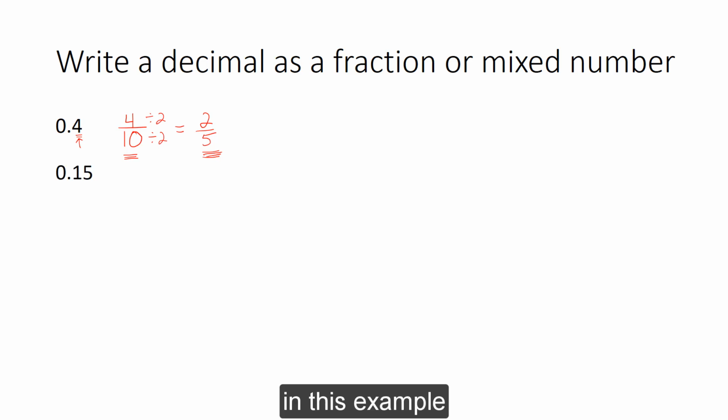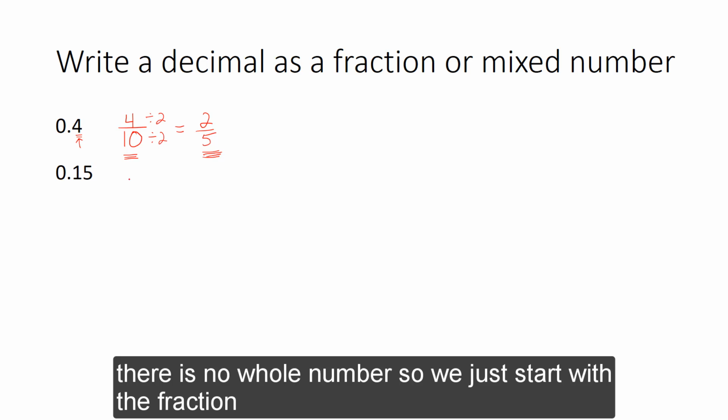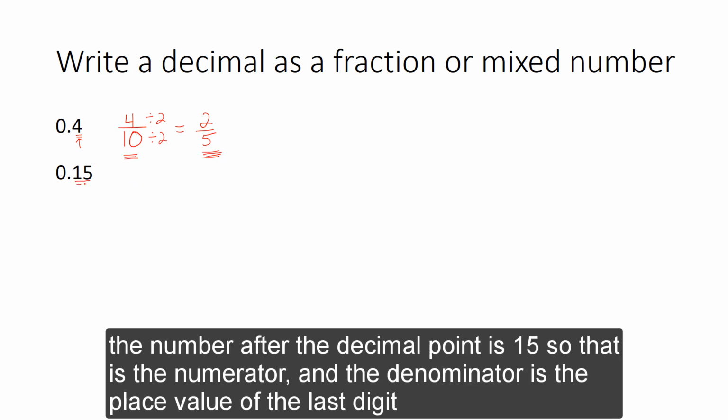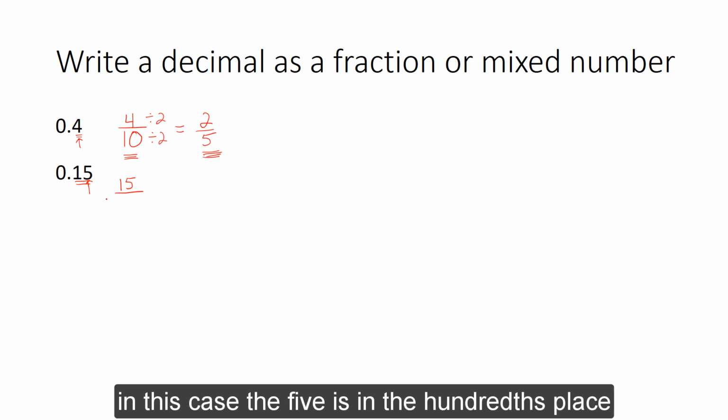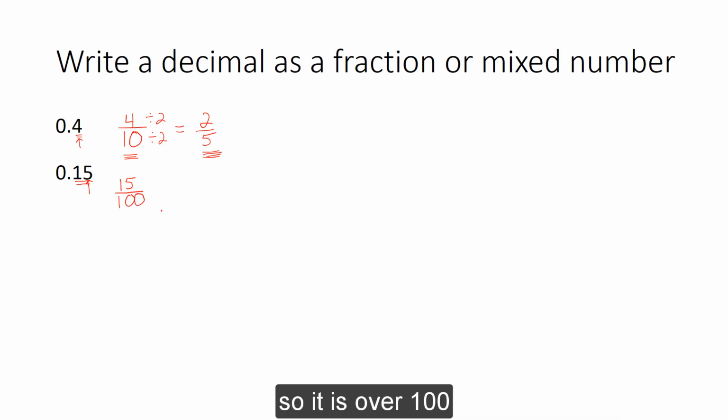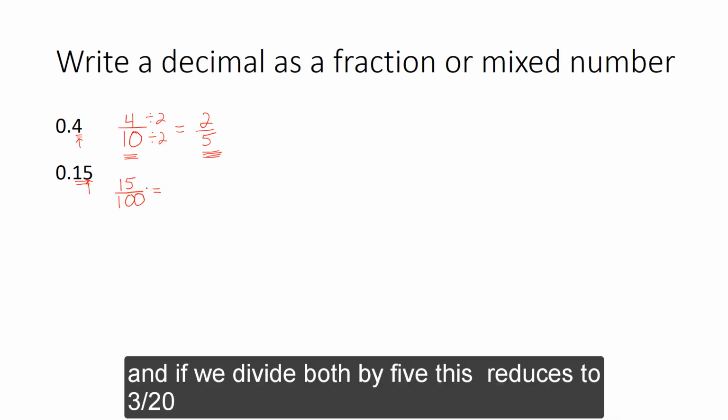In this example, again, there's no whole number, so we'll just start with the fraction. The number after the decimal point is 15, so that will be the numerator. The denominator is going to be the place value of the last digit. In this case, the 5 is in the hundredths place, so it will be over 100. And if we divide both by 5, this would reduce to 3/20.